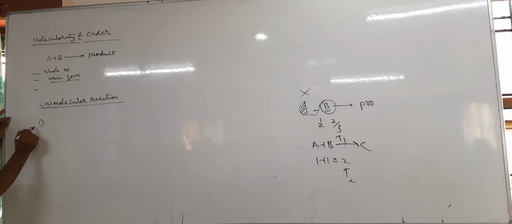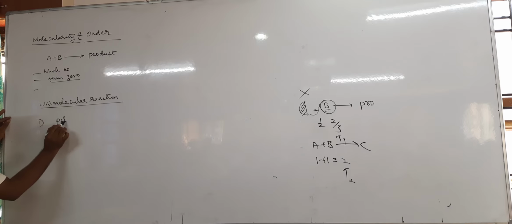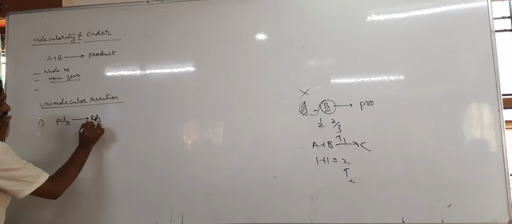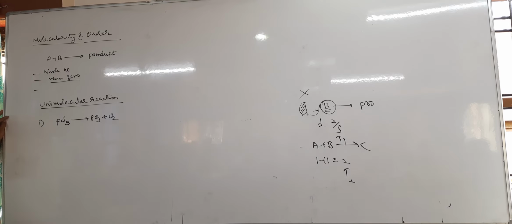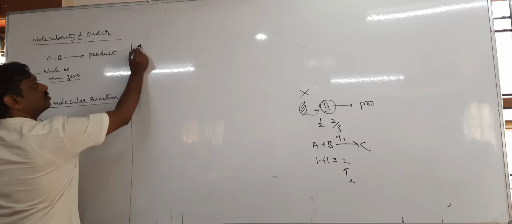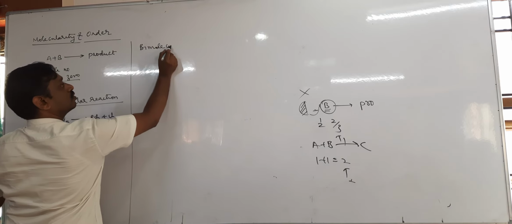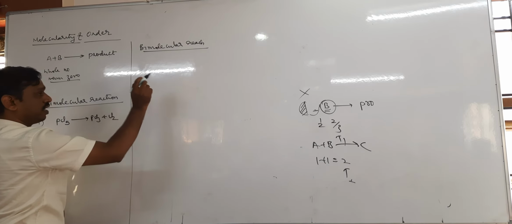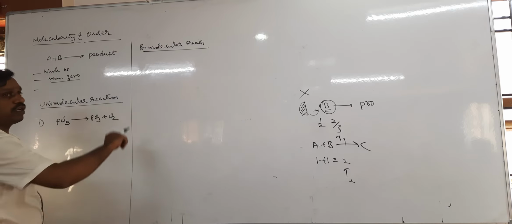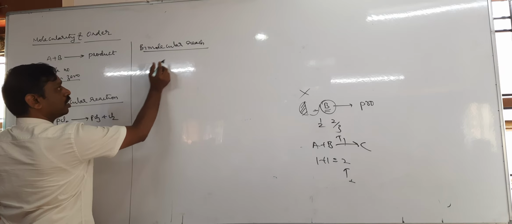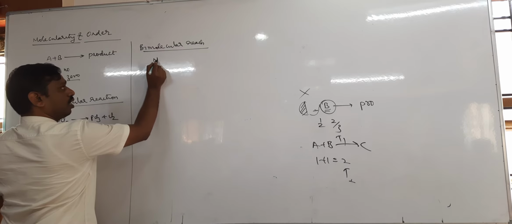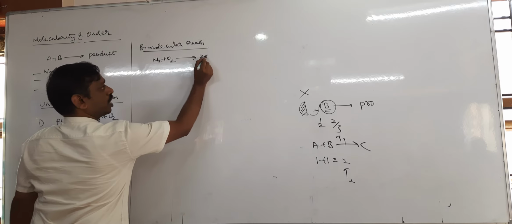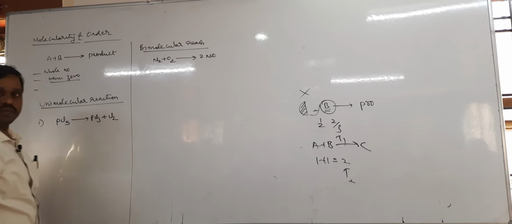The same example: decomposition of PCl5. PCl5 gives rise to PCl3 plus Cl2. This is a unimolecular reaction. Next is the bimolecular reaction, the reaction which involves the simultaneous collision between 2 reactant molecules. You can take N2 plus O2 gives rise to 2NO. Okay, it is bimolecular.